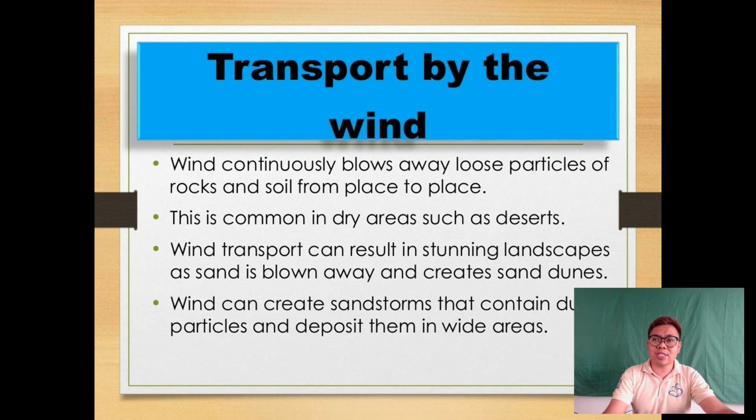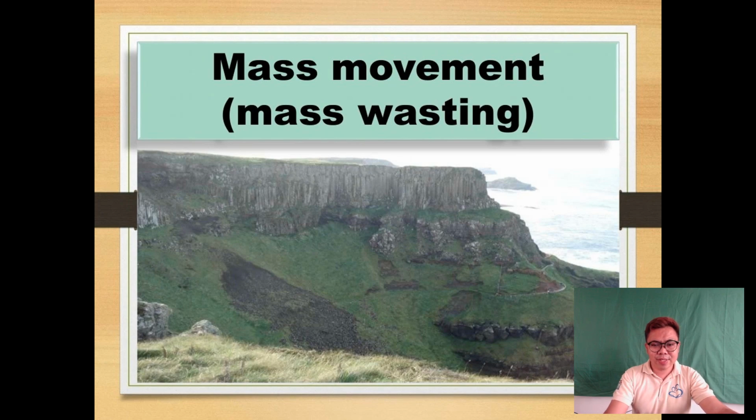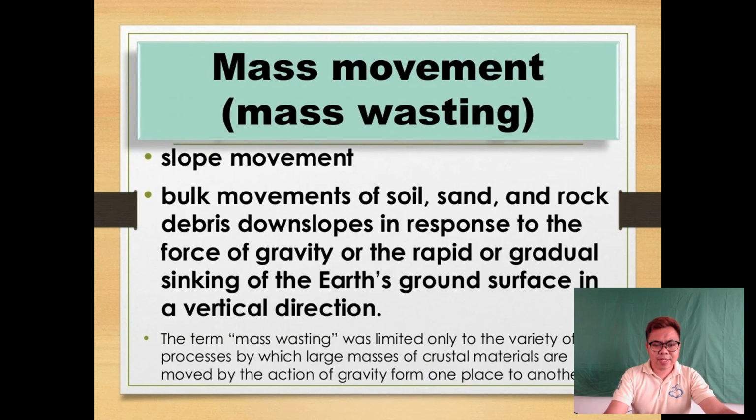Usually sa mga disyerto, sa mga kapatagan, nangyayari po itong sandstorms na to or hurricanes at may mga dala-dala silang mga small particles ng rocks. Then it brings another formation again. Ito yung tinatawag nating mass movement or mass wasting. Ito, slope movement talaga. Bulk movements of soil or malalaki talagang pagbagsak ng lupa or paggalaw ng lupa.